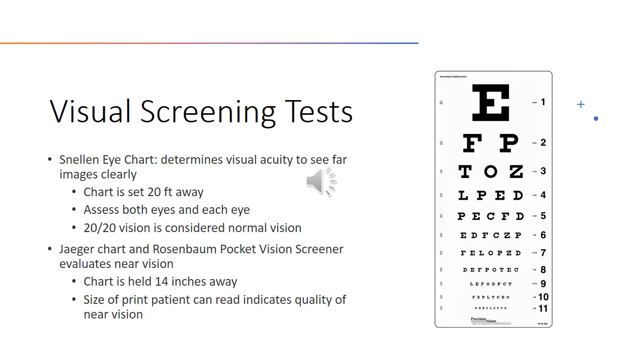Next, we may use the Jaeger chart or the Rosenbaum pocket visual screener, and that evaluates the near vision. The chart is held about 14 inches away, and the size of the print the patient can read indicates the quality of their near vision.